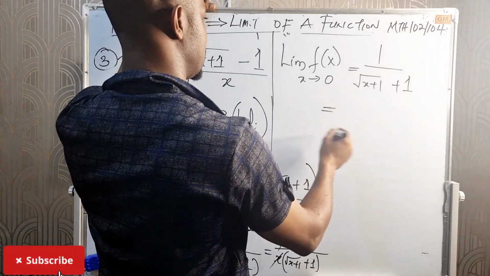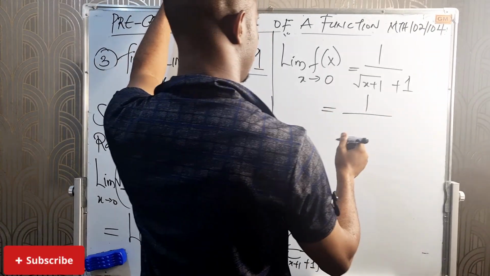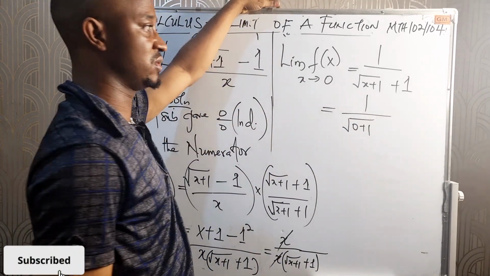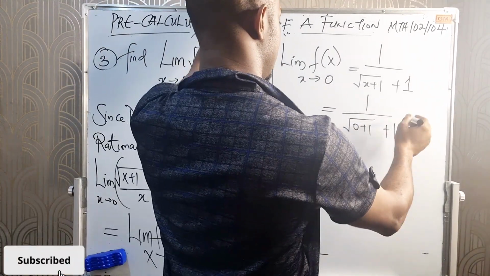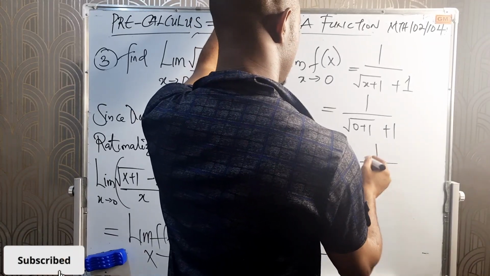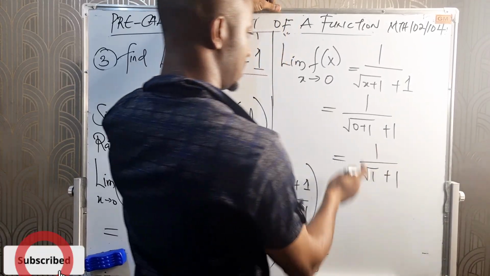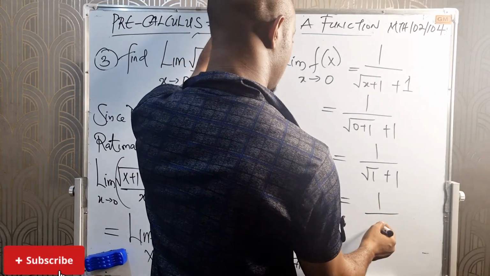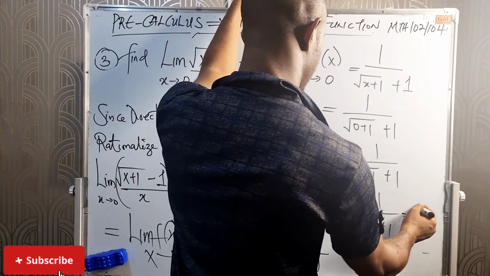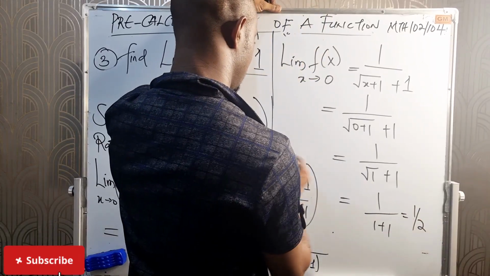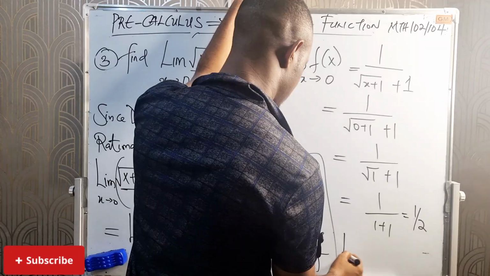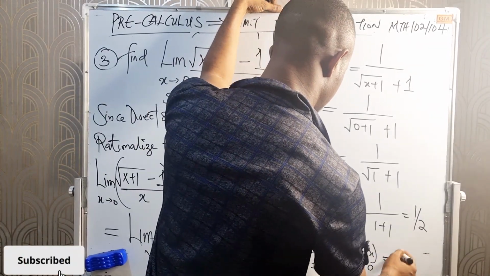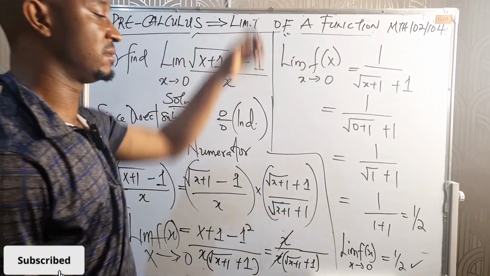So that means our limit of f of x becomes 1 over (root of 0 plus 1, plus 1). At this point, we can now substitute the value of x. This will give us 1 over (root 1, plus 1), right? 0 plus 1 is 1. So we are left with 1 divided by root 1 is 1, 1 plus 1 will give us what here? Half. Therefore, we can say that the limit of this f of x as x approaches 0 is half. Our answer is half, right?